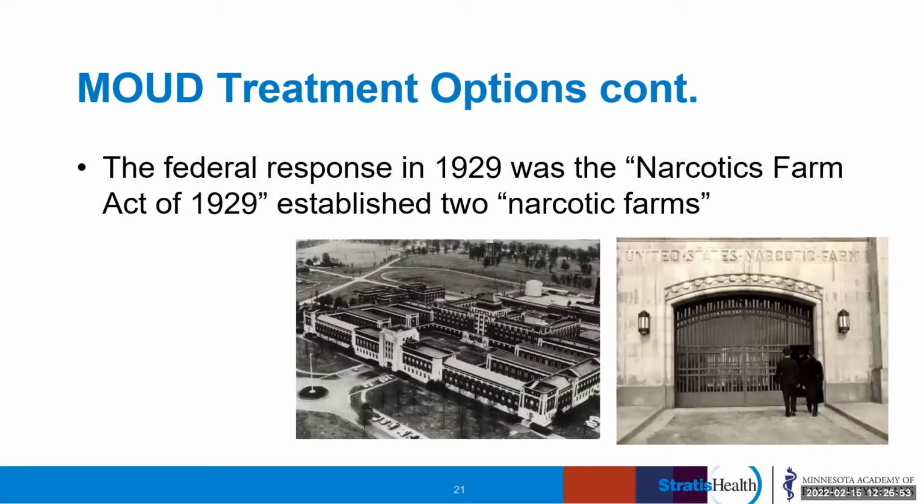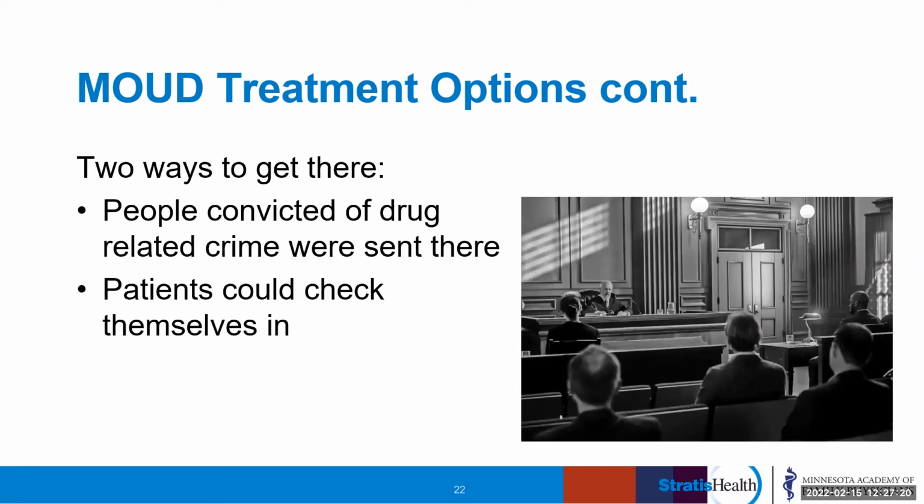So this is what happened after that act took place. In 1919, you had no treatment basically for people with opioid use disorder. And so it took 10 years for the government to say, okay, we need to do something with this group of people. And why don't we start these narcotic farms where patients can go for treatment? And there were actually 2 of them that were funded by the federal government in 1929. And there were 2 ways for you to end up at the narcotic farm. One of them was you had a drug-related crime, and they felt that you had an addiction, and they would send you there.